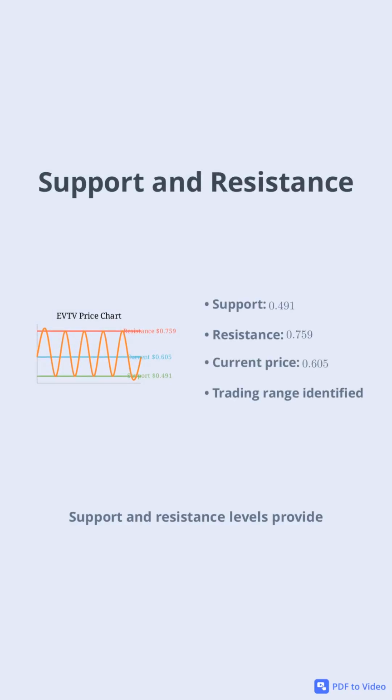Support and resistance levels provide important reference points for traders. For EVTV, the nearest support is at 0.491, while resistance is at 0.759. The current price sits between these two, suggesting a potential trading range. If the price breaks below support, further downside could be expected. Conversely, a move above resistance might trigger a short-term rally. Monitoring these levels can help traders plan entries and exits.